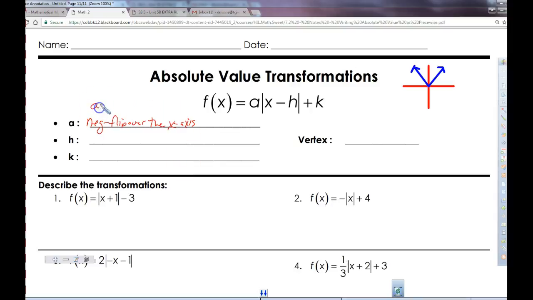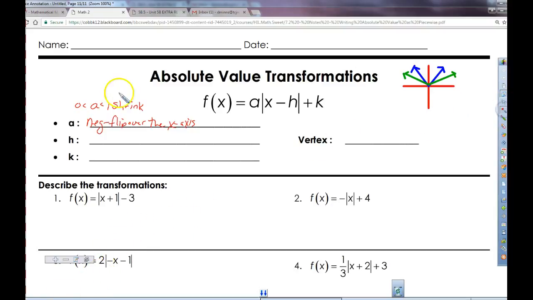All right, if A is between 0 and 1, that's called a shrink. And a shrink is when the graph gets wider. So over here on this graph, let's change colors to green. And a shrink, if this is the parent function in blue, a shrink might look like this, where the V gets wider. So that would be a shrink, and that's when the A is between 0 and 1.